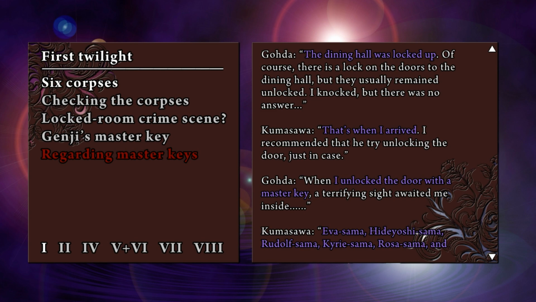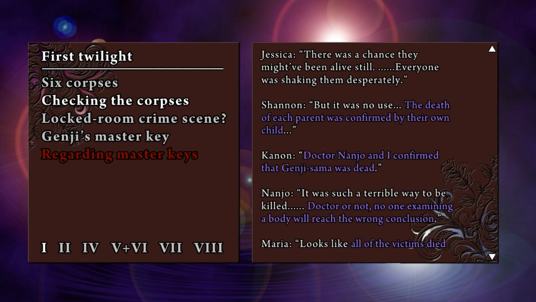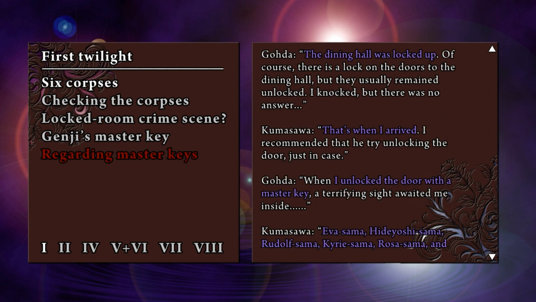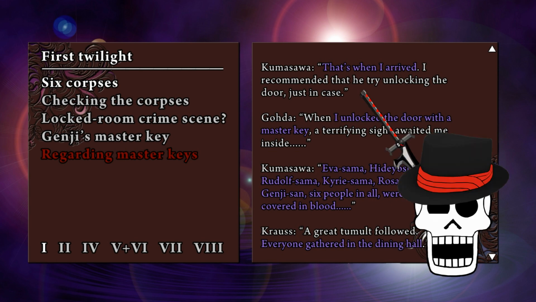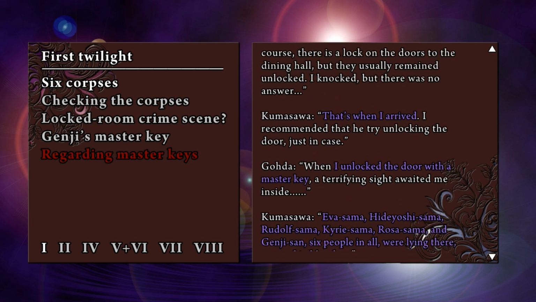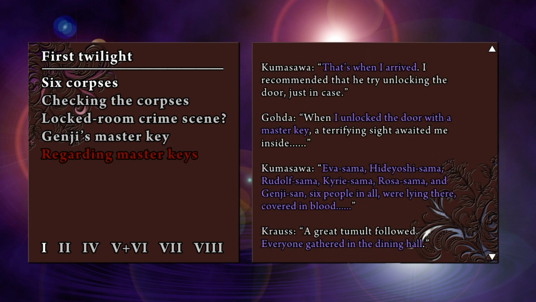We need to check and see if another culprit is covering for those 2 fake deaths. Let me see over here what Kumasawa says. "Eva-sama, Hideyoshi-sama, Rudolph, Kirie, Rosa, Genji. 6 people in all. They were lying there covered in blood." Yeah, that is technically true. Whether they are dead or not, it doesn't matter. They were covered in blood. They were lying there. So, yeah, that's a nice way to beat around the bush, I guess.